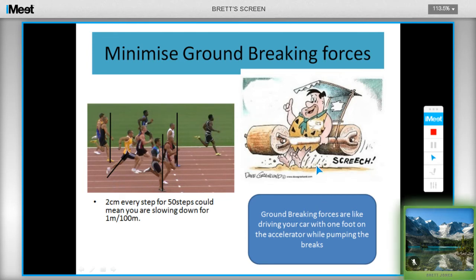So ground braking forces for me are like driving your car with one foot on the accelerator and pumping the brakes. So we speed up, we slow down, we speed up, we slow down, we speed up, we slow down. And it creates a lot higher energy use and a lot more inefficiencies in terms of continuing to accelerate or continuing to maintain velocity.